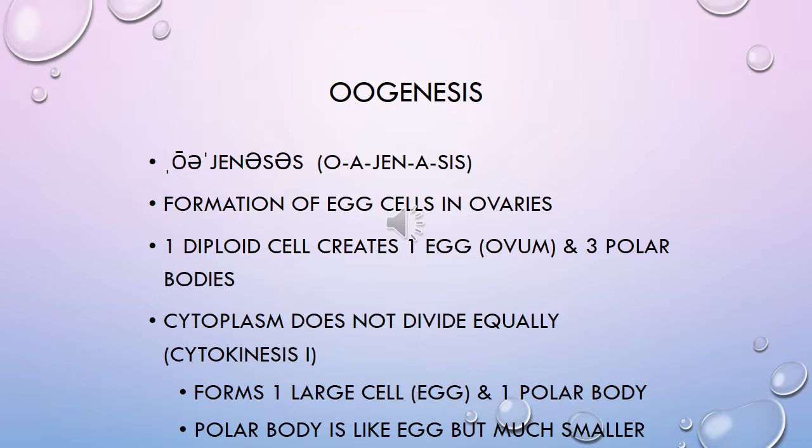And at the end of cytokinesis 1, we do have 1 large cell, which we're going to call the egg cell, and then we end up with 1 polar body. The polar body is just like the egg. It has the same genetics. It's just that when we do the split, the chromosomes will vary just a little bit, but it's going to be a lot smaller.